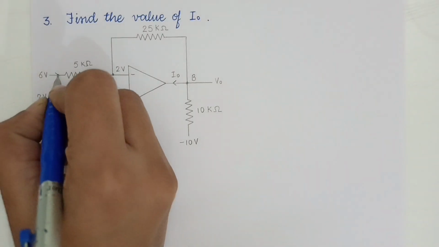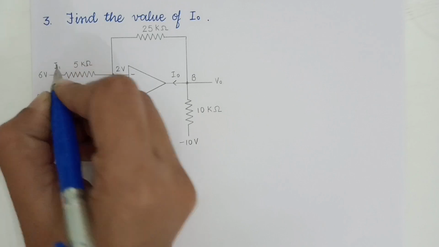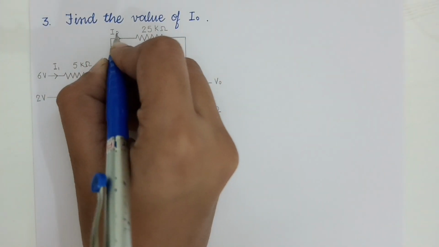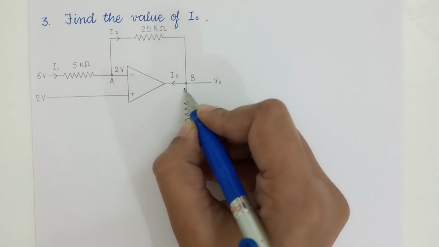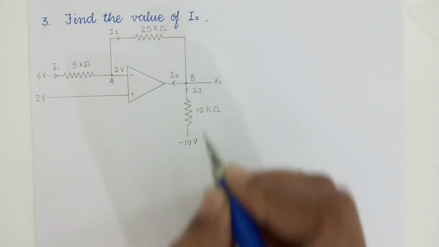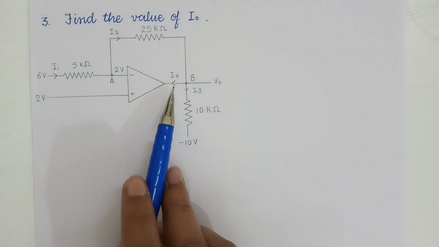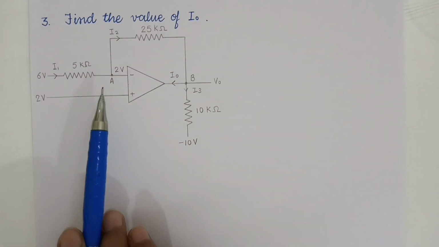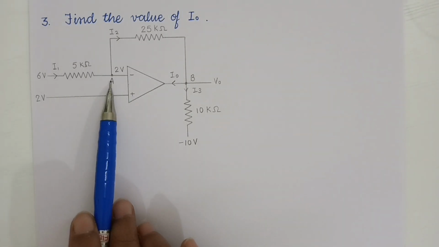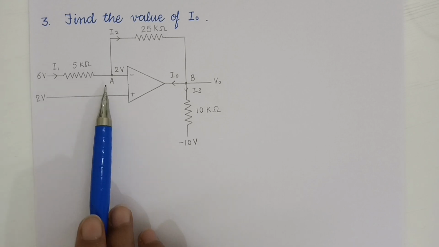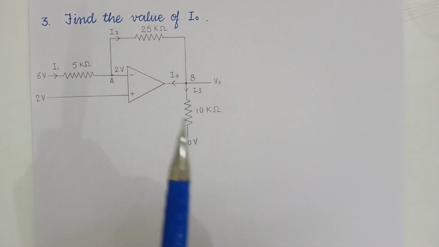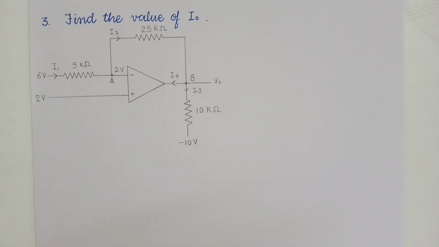Now let's mark the current. Let the incoming current by this side be I1 and the outgoing current be I2. And the current flowing from this side be I3. And we already have the I0 and the direction is also given. So again we will solve for point A first, and from here we will get the value of V0. And by using that, at point B, we can get the value of I0. So let's solve it.